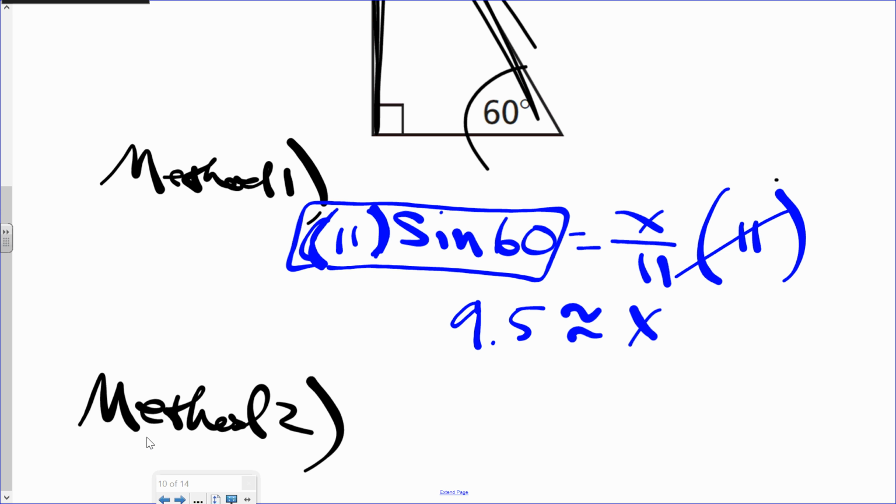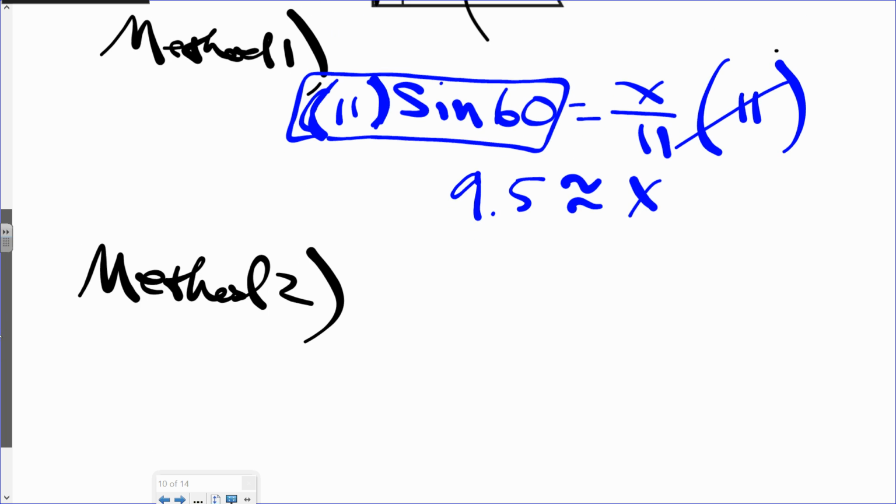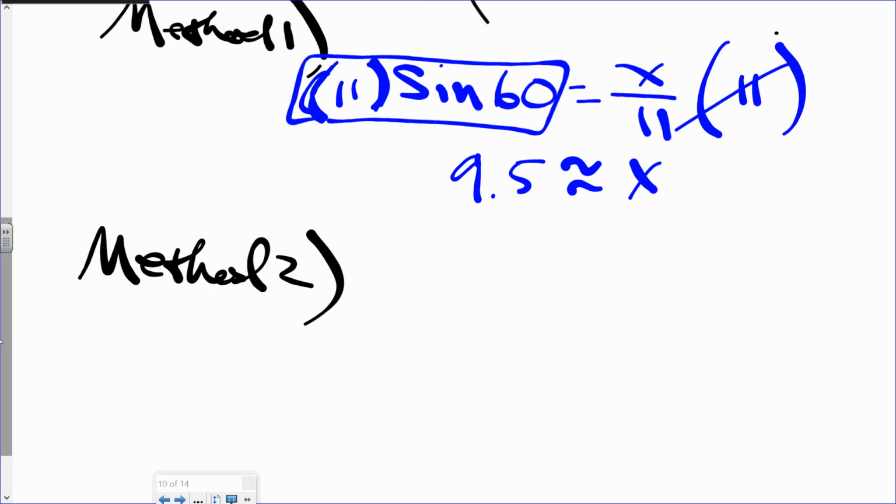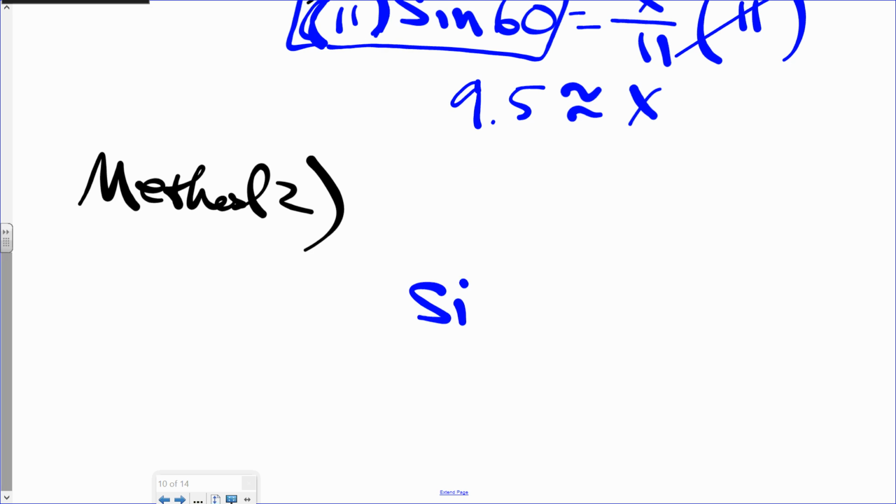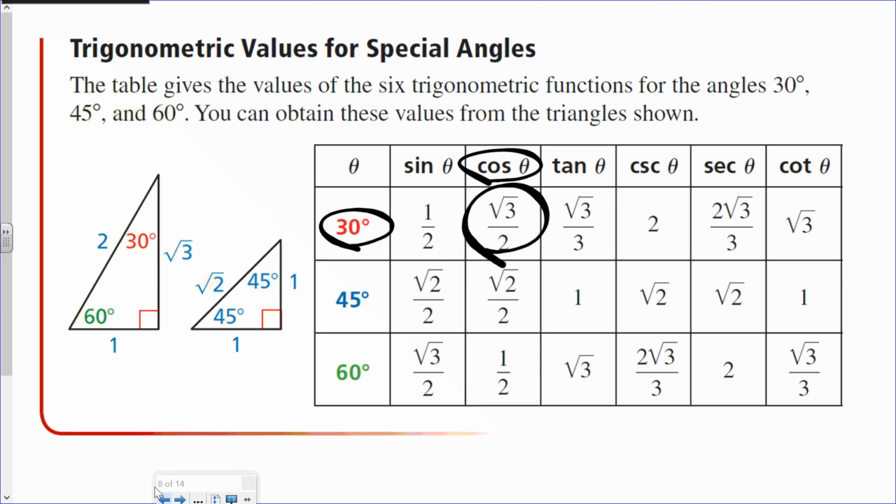Let's go table method now. Questions on method 1? Let's go table method. Here we go. I'm going to start off the same way. Same equation. Sine of 60 is x over 11. Rad 3 over 2. Sine of 60. Let's look at the table one more time. Sine of 60. Here it is. Rad 3 over 2.